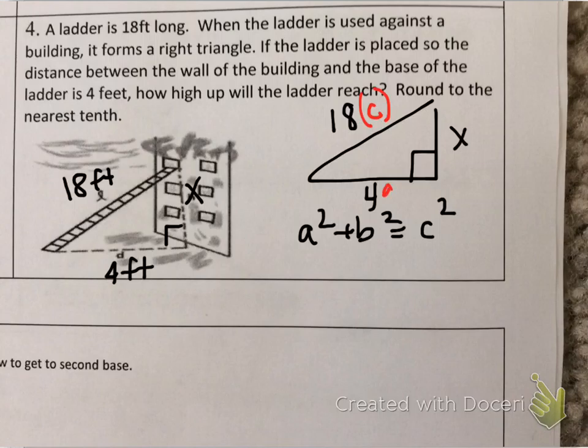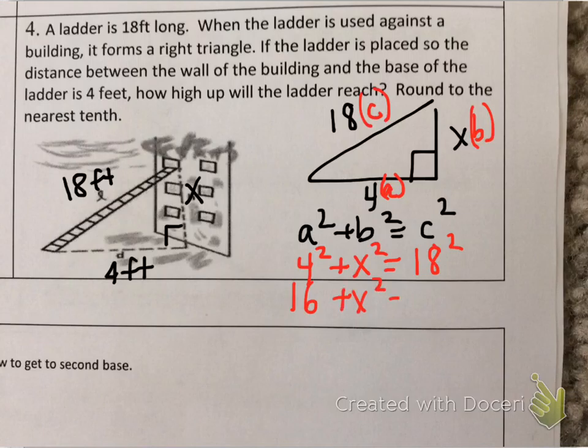So I'm going to choose 4 for a, b will be x. So if I plug this in, it would be 4 squared plus x squared equals 18 squared. So 4 squared is 16 plus x squared, and 18 squared is 324. From here, I need to isolate the x squared, so I need to subtract 16 from both sides. So on the left side, I'm left with x squared, and on the right side, I have 308.